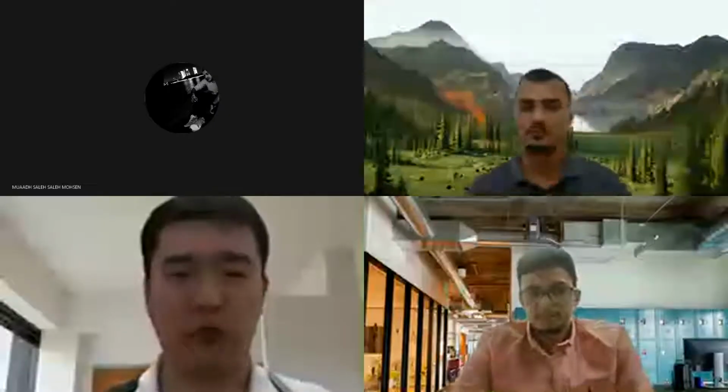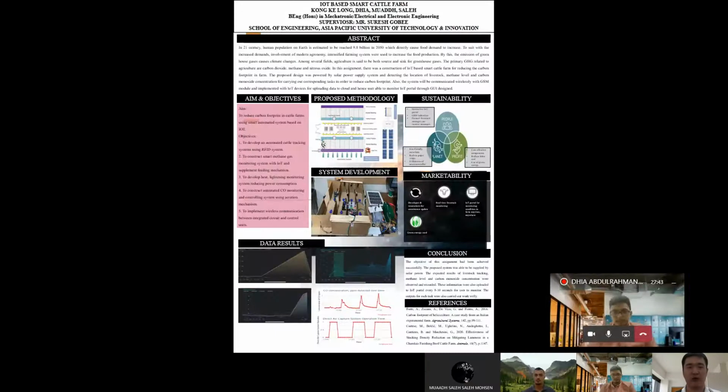I'm Com. Now our group will discuss our proposed system, the IoT-based smart cattle farm. Here is the poster that we have constructed for explaining our system.